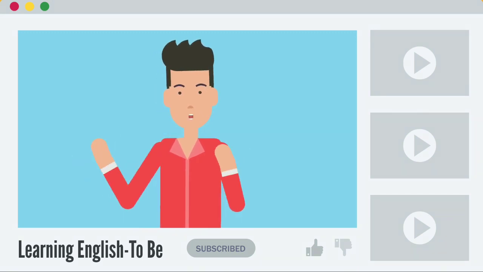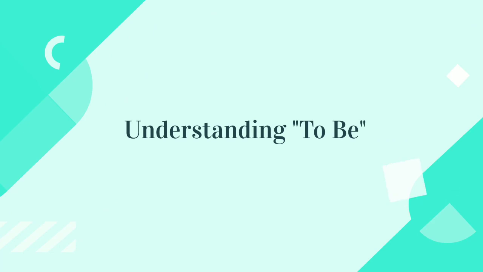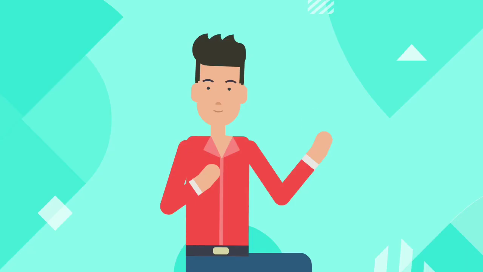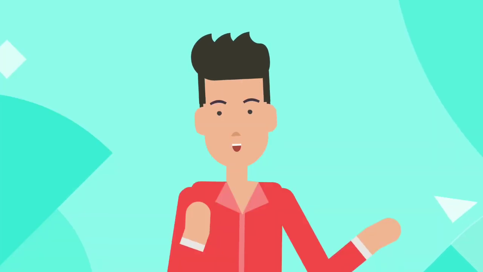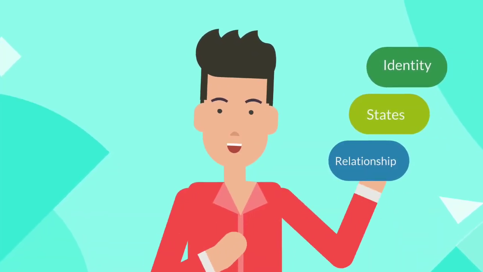Now, let's jump right into it. "To be" is one of the most important verbs in the English language. It's used to express identity, states, and relationships.